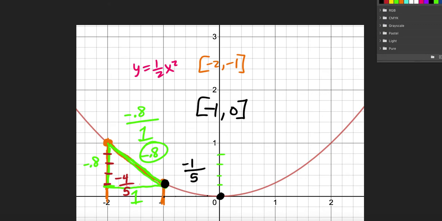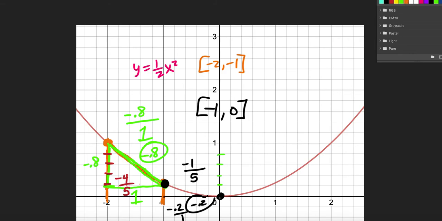Now, each of these is 0.2, so I drop down -0.2, run 1, so that's -0.2, which is the same thing as -1/5. So once again, either way you do it is fine. Now I'm just going to do one more to show you a positive slope.